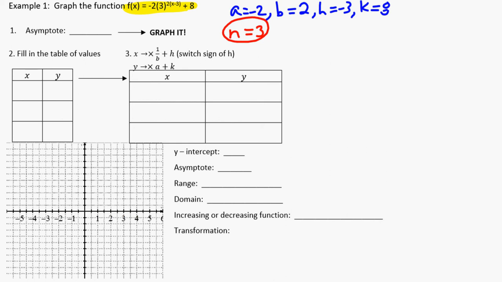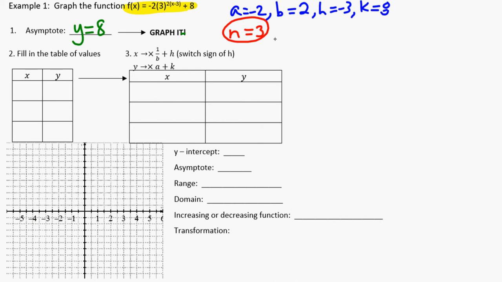So first thing we're going to do is we're going to write our asymptote. Our asymptote is always y equals k, so here y equals 8. It says graph it, but let's decide before we graph it what our interval on y is going to be. So step 1, asymptote. We'll graph it in a second. Step 2, we want to fill in the base table values.